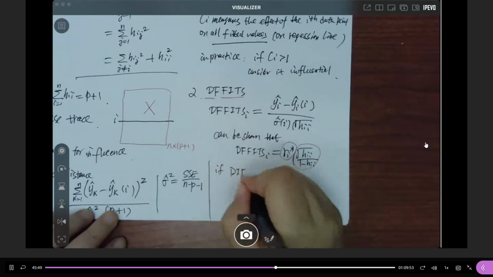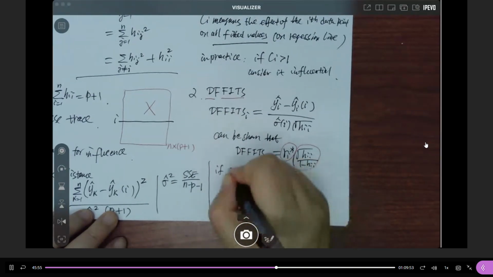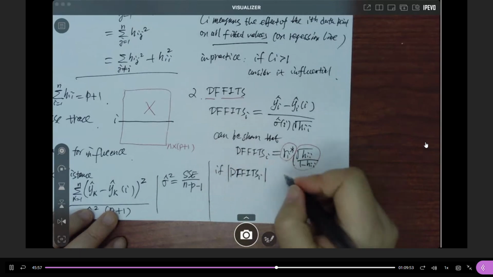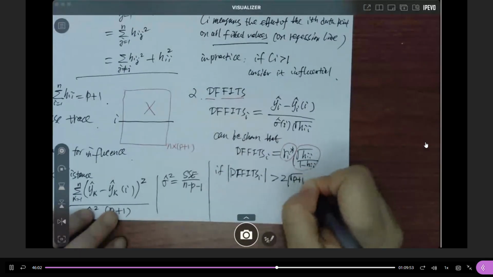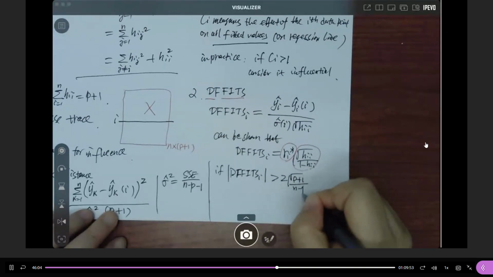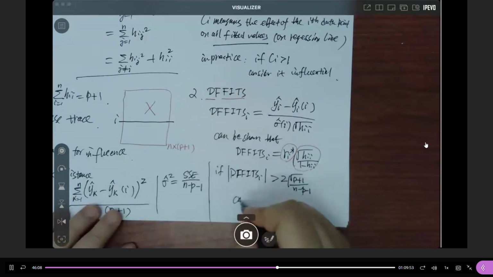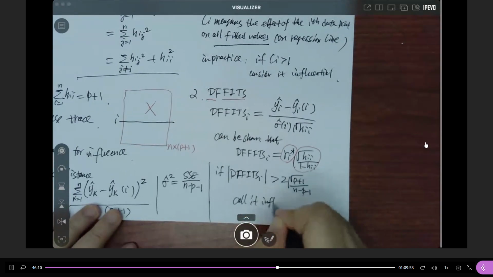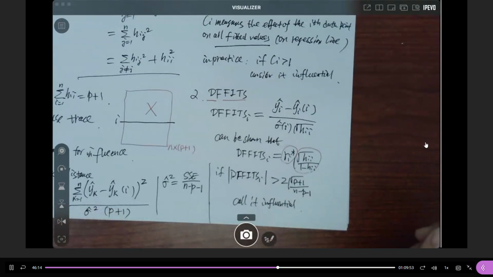So if the absolute value of DFFITS_i is greater than 2 times the square root of p plus 1 over n minus p minus 1, we call it influential. Okay? Call it influential.